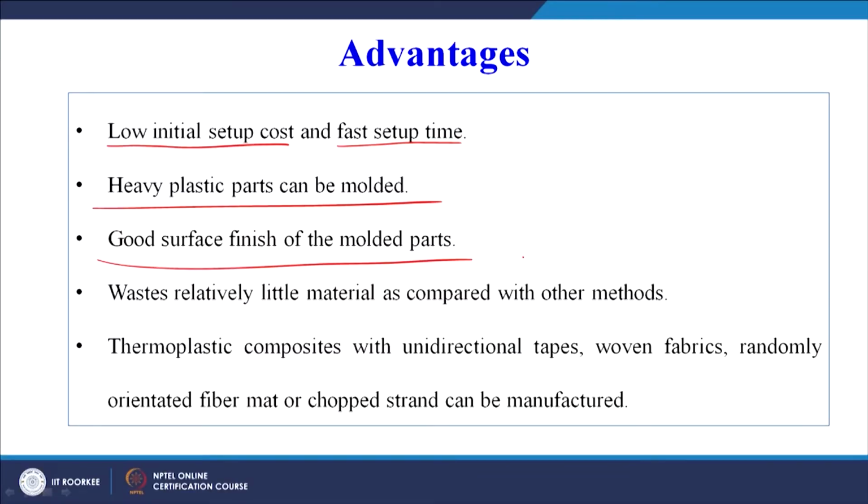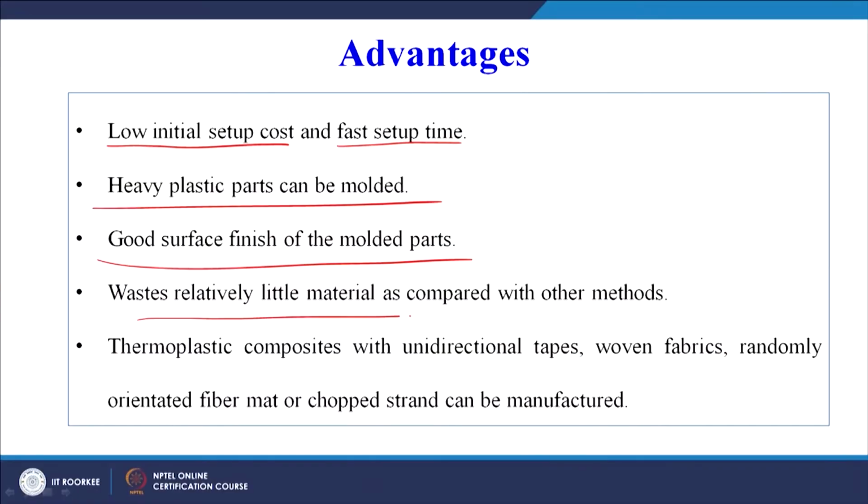It wastes relatively little material as compared to other methods. Whatever the quantity, the volume of the material required for making the product, it can be pre-calculated and pre-decided, and that decided amount of material is put between the upper half and the lower half of the mold, and then you compress it under temperature and pressure, hold it for some time, and it will take the shape. So the wastage of material is very less in compression molding.